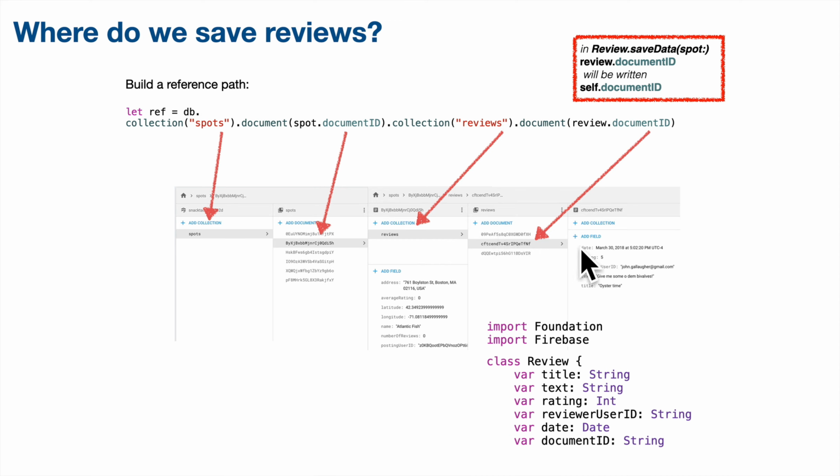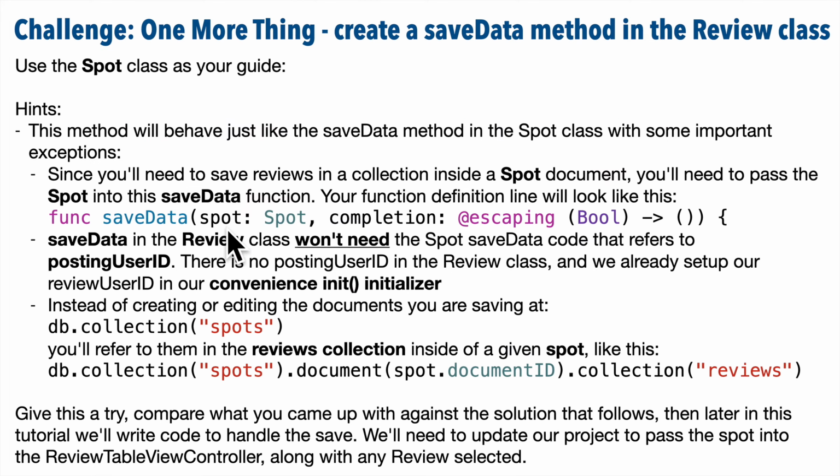Now, that implies a saveData inside of the Review class is going to also accept a spot. So when you declare it, you're going to also be passing in the spot. I give you an example of that right here when you declare the saveData function.